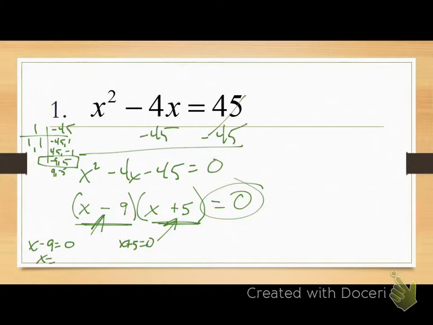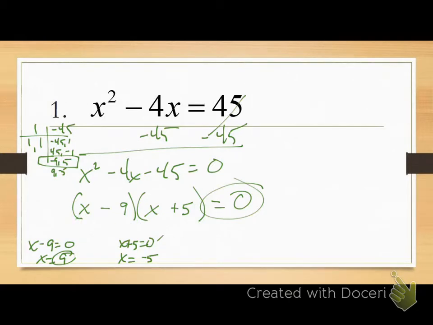We add 9. x is 9 here. Subtract 5, x is -5 here. So if I were to take 9 and plug it in for x, here and here, we would get 0 here and 14 here. And 0 times 14 is 0. So that will work for this equation. That's a solution for this equation.